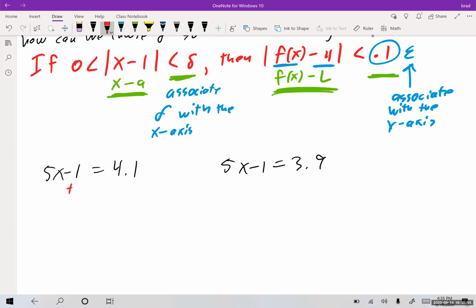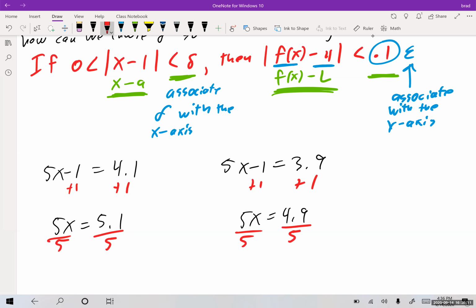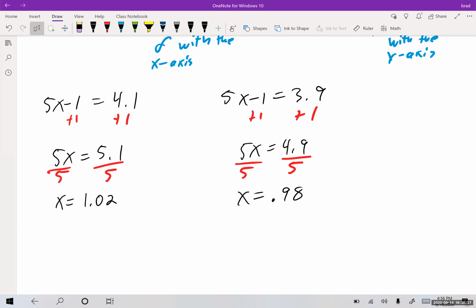So all I'm going to do is add 1 to both sides of each equation. So now I have 5x equals 5.1, and I have 5x equals 4.9. Divide both sides by 5. So we should get, for this first one, x equals, if we plug this in our calculator, 1.02. And here, x equals 0.98, I believe. Correct. Okay, so we have these two.